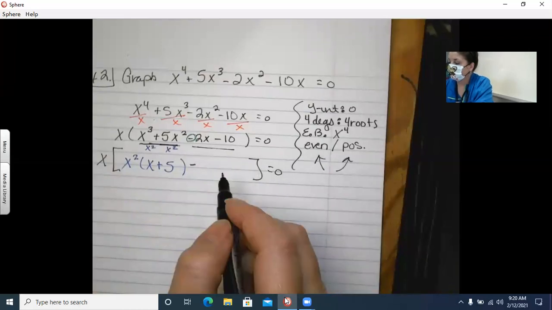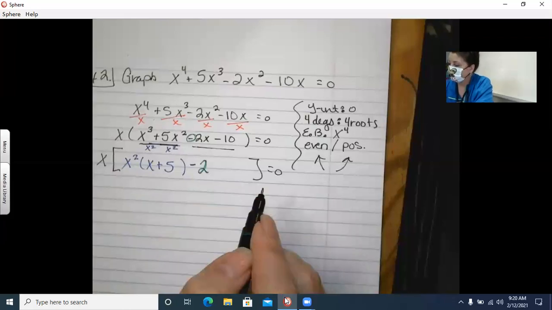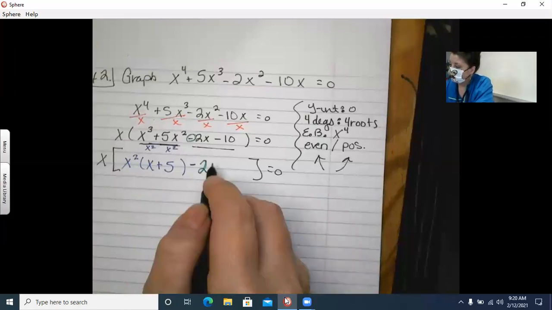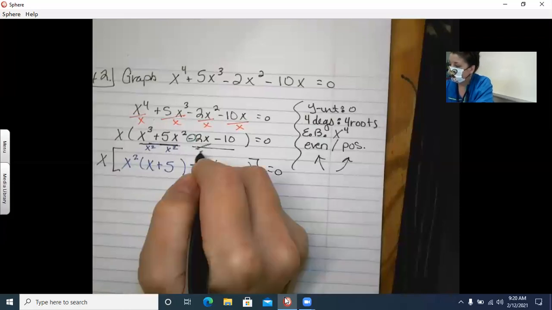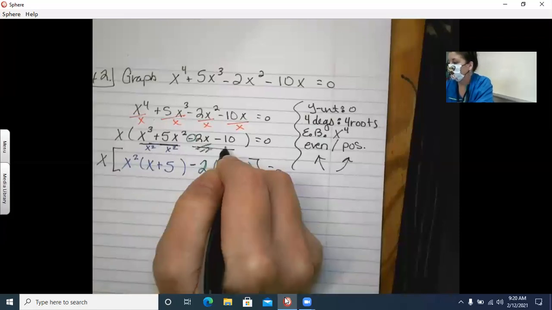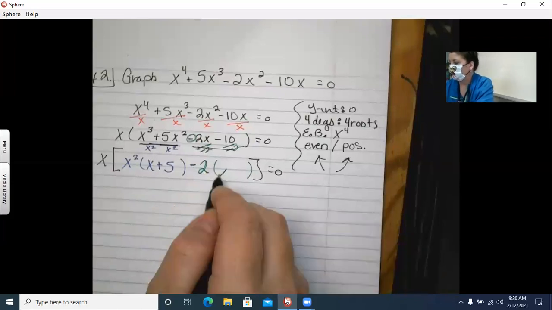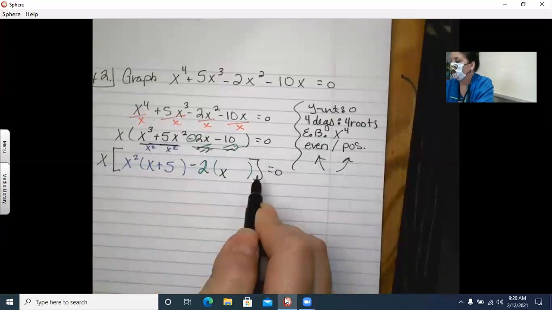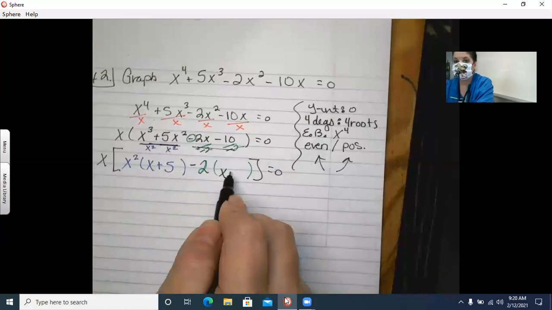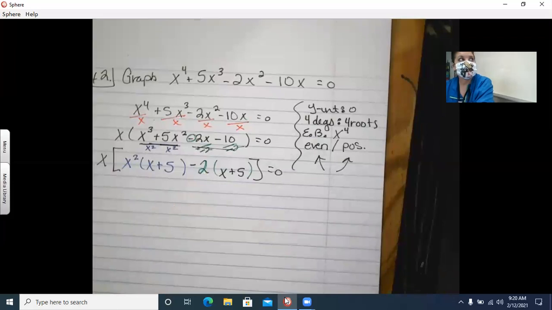And remember, if there's not anything other than 1, then you've got to take out a 1. But we can factor out a negative 2. So I'm going to divide each of those second 2 terms by negative 2. What's negative 2x divided by negative 2? X. What's negative 10 divided by negative 2? Positive 5. Is what's inside the parentheses identical? Yes. So I can use factor by grouping, okay?